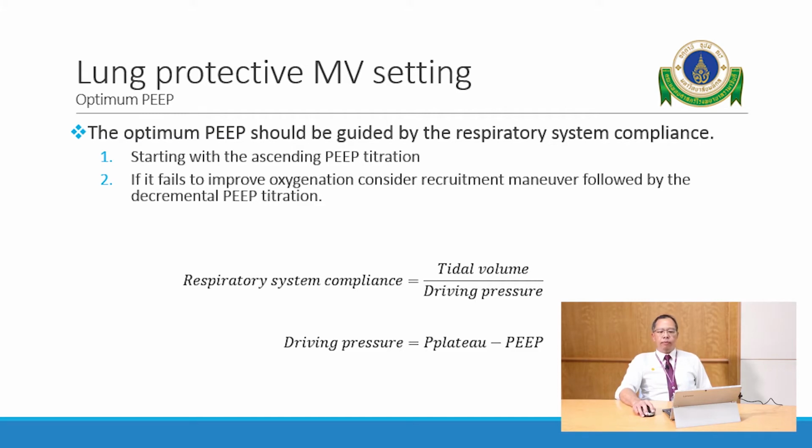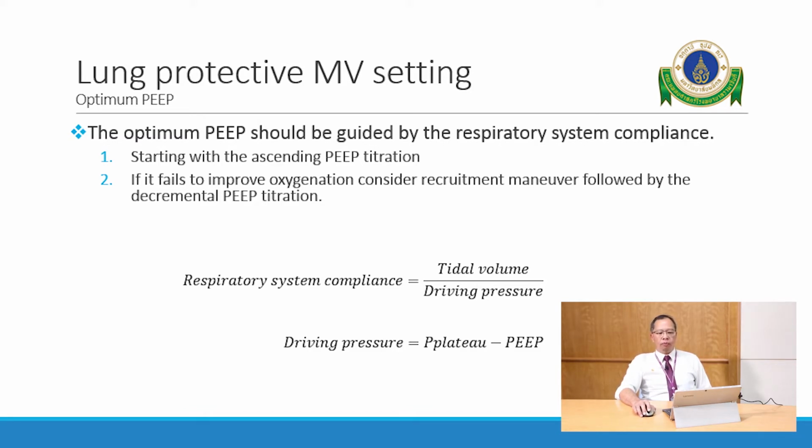In general, if you are not familiar with the recruitment maneuver, I suggest you use the ascending PEEP titration to find the optimum PEEP level by keeping the tidal volume at 6 ml per kilo predicted body weight and increasing the PEEP from 8 to 10 to 12, 14 until 20 centimeters of water. At each level of PEEP, measure the respiratory system compliance. The PEEP level that gives the maximum compliance will be chosen.